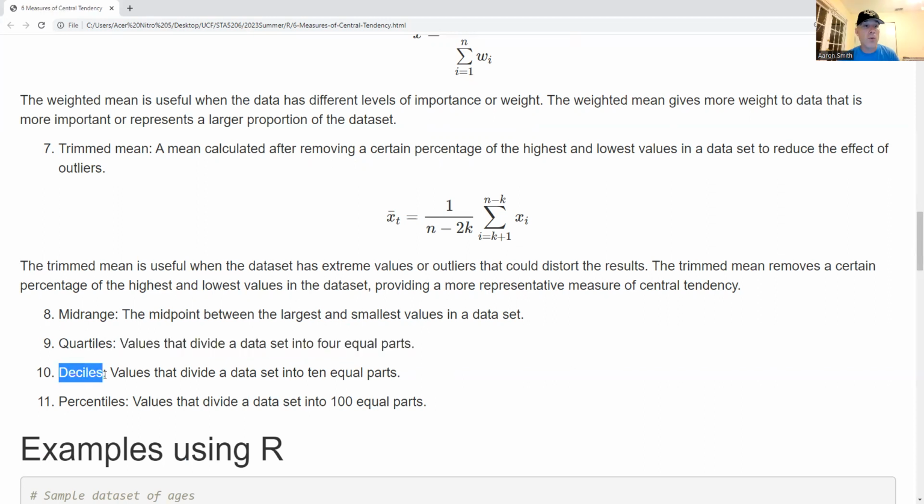Deciles are similar to quartiles, but we break it up into 10 equal parts. And then percentiles, we break it up into 100 approximately equal sized parts. And a vigintile, which I have used at work several times, is where we break it up into 20 approximately equal sized parts.